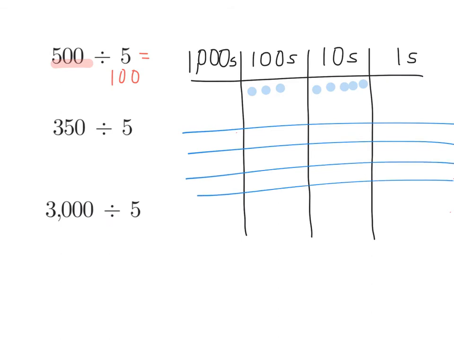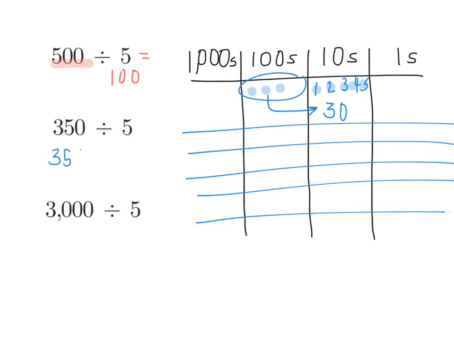So here's 1, 2, 3, 4, 5. Okay, now, can I divide 3 hundreds into 5 groups? No. I have to regroup them. I know that the 3 hundreds becomes 30 tens. So altogether I have 30 plus 1, 2, 3, 4, 5. So this is the same as 35 tens divided by 5.